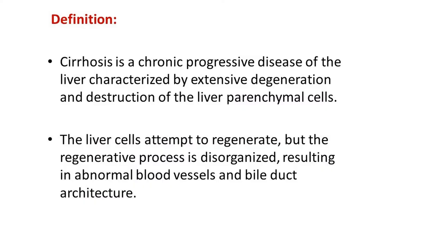So the definition of cirrhosis is a chronic progressive disease of the liver characterized by extensive degeneration and destruction of the liver parenchymal cells, and the liver cells attempt to regenerate but the regenerative process is disorganized, resulting in abnormal blood vessels and bile duct architecture. So the process of regeneration and degeneration continues hand in hand, and the definition I have told you before is the chronic irreversible process of regeneration and degeneration going hand in hand, resulting in increased disorganization and fibrosis of the liver.